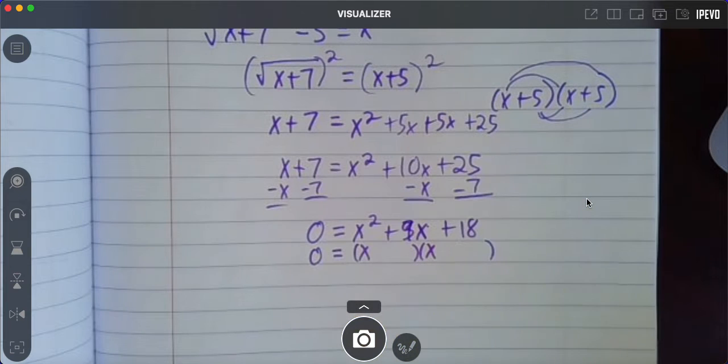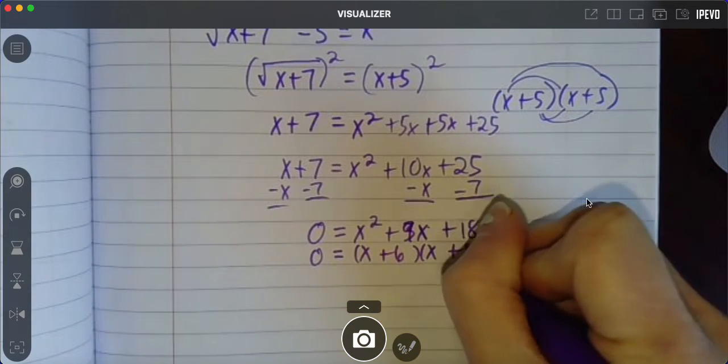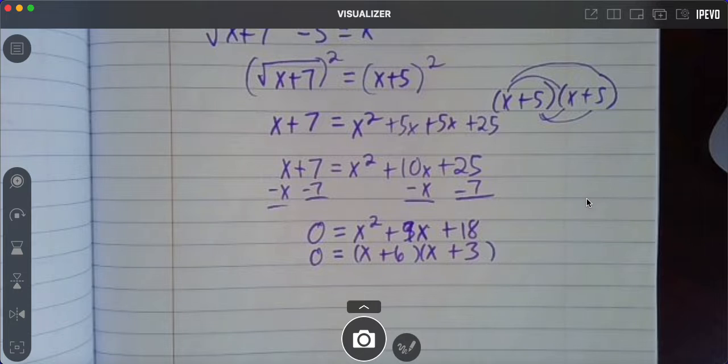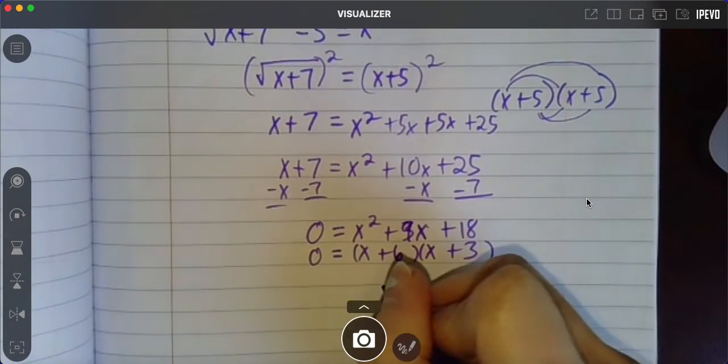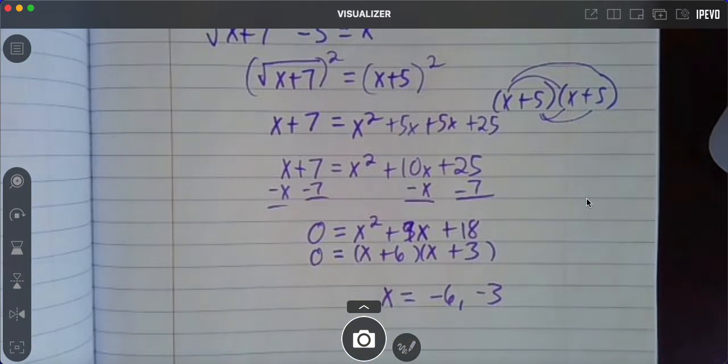So what are the 2 things I'm multiplying to get 18 that add to 9? 6 and 3. Look at you being all smart quick. So what are my 2 answers? Negative 6 and negative 3. They are actually my possible answers.